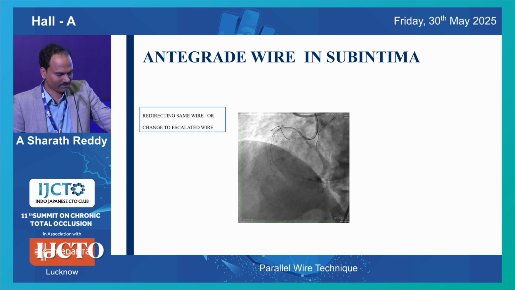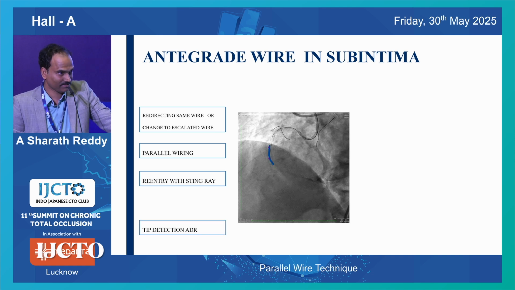What are the next options? You can pull back the same wire and redirect it. Or you can take a parallel wire, another wire along the first wire. Or you take a Stingray and, using the first wire's course, re-enter. Or you take an IVUS catheter into the subintimal space where the first wire is and take re-entry into the true lumen and go retrograde. So these are the options when you are in that conundrum.